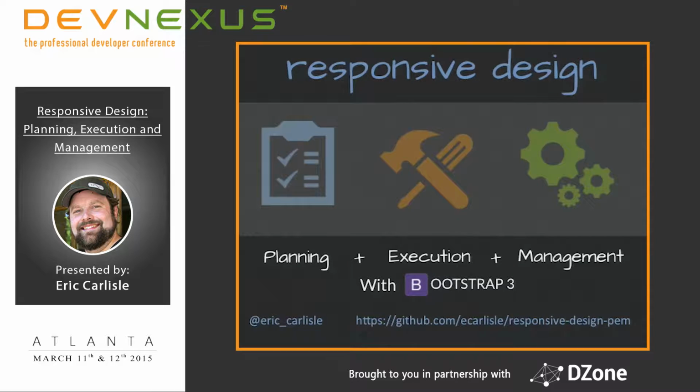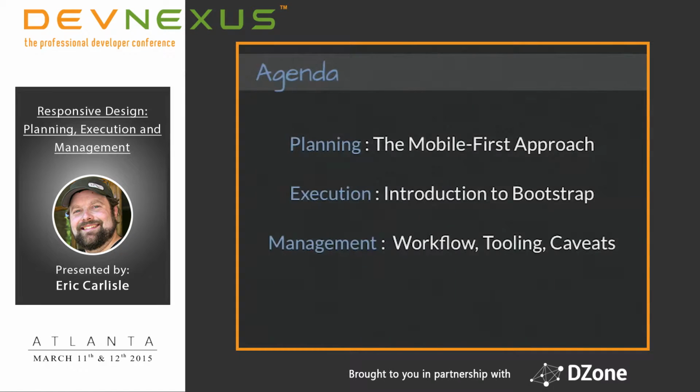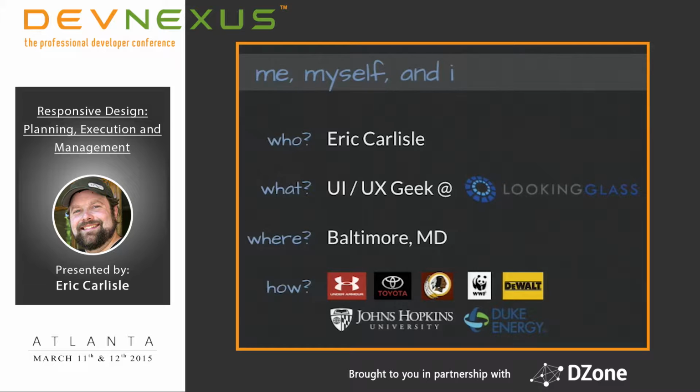And I've worked for, well, let me tell you a little bit about myself. So people just walking in, this is the Bootstrap session, talking about planning, execution, management. My name's Eric Carlisle. I've been through so many job titles, I just call myself a UI UX geek. I'm in Baltimore, Maryland. I work for a cyber threat security analysis firm, Looking Glass. Here are just a few of my experience points over the years, just a few people I've worked with.